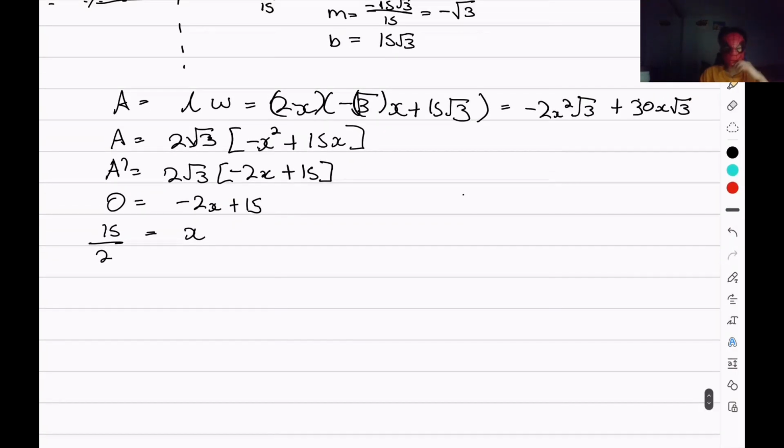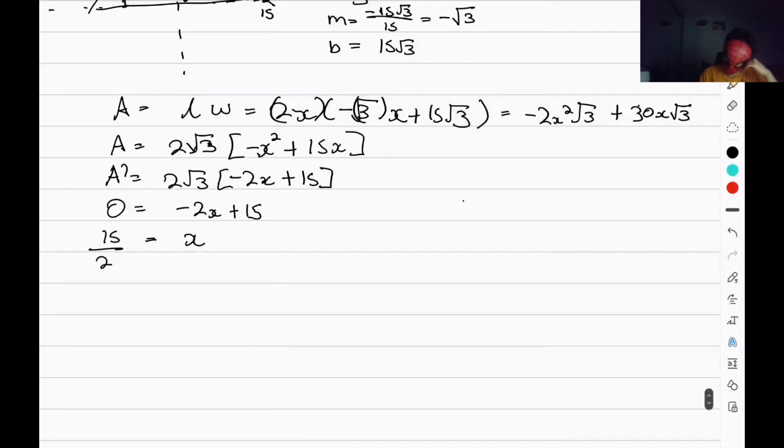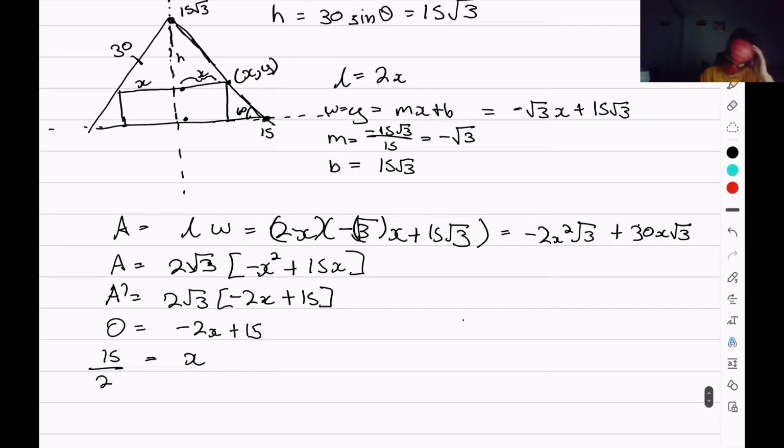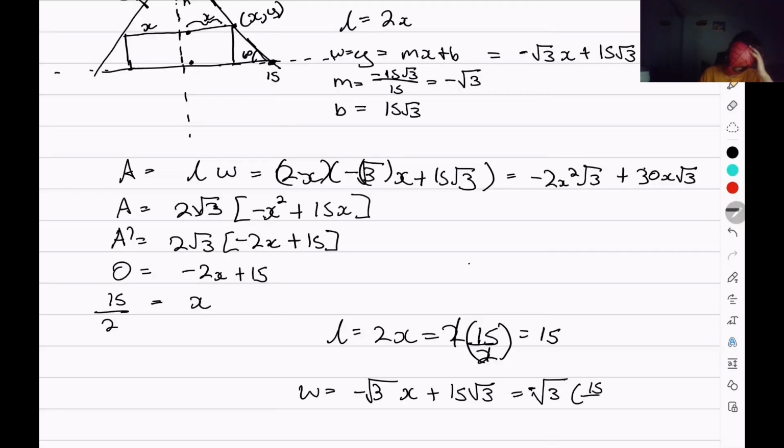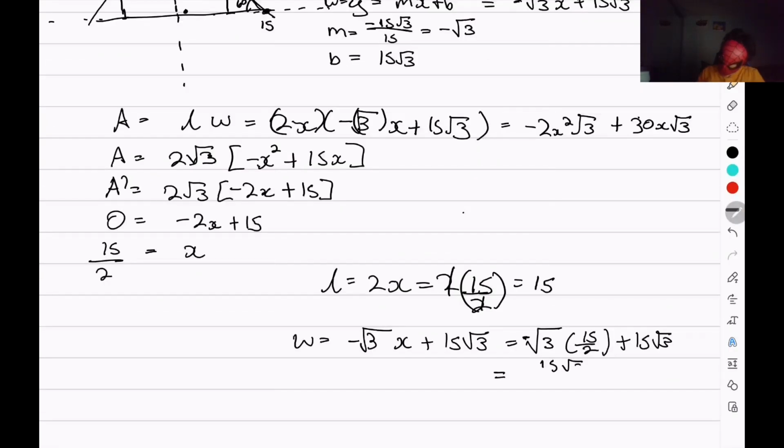Now we found x equals 15 over 2. And then the goal is to find the length and the width, so we just have to plug it into this equation. So the length is equal to 2x. Length is equal to 2 times 15 over 2. Length is equal to 15. Width is equal to negative root 3 x plus 15 root 3. After plugging into my calculator, I got this answer. So these are the dimensions.